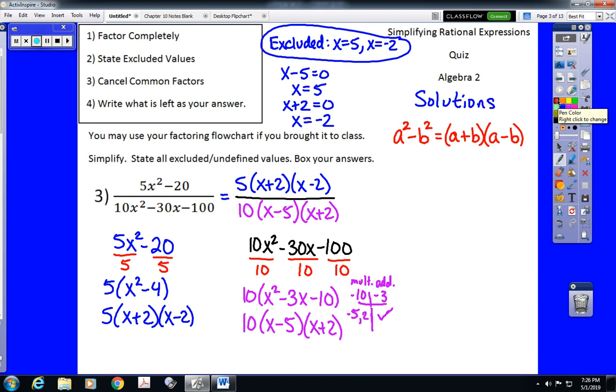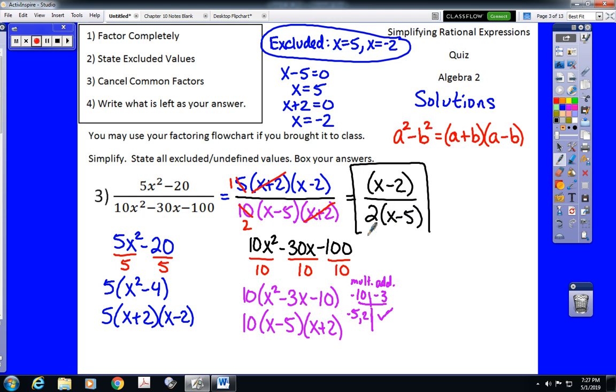So then we go to cancel. We have an x plus 2 on the top and the bottom. Those will cancel. And the fraction 5 over 10 reduces to 1/2. So we write what's left as our answer. On top we have 1 times x minus 2. Since it's a 1, you don't have to write it. And on the bottom we have 2 times x minus 5. That is all that will reduce, and our solution for number 3.